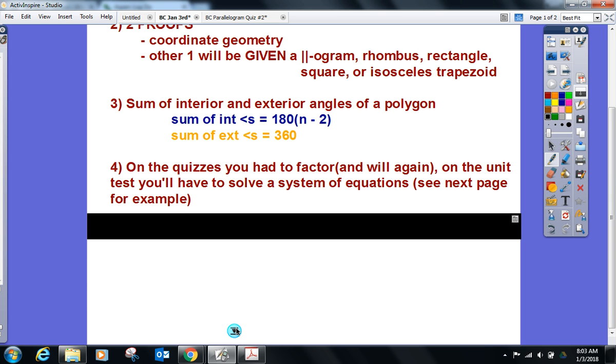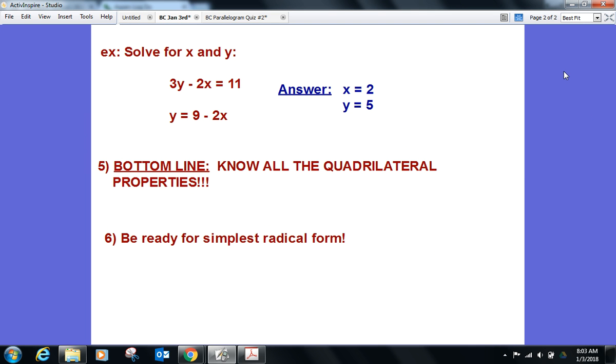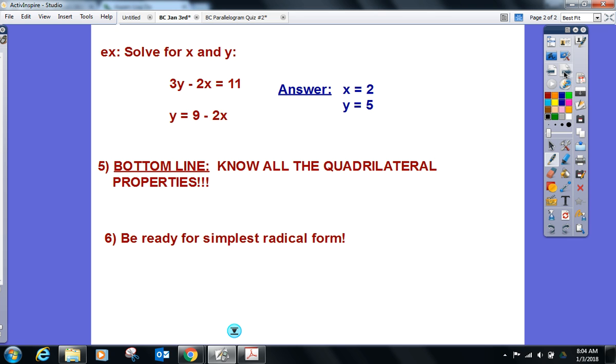Remember last year solving two equations at the same time? Here's what I mean. Say you set up two equations. One's 3y minus 2x equals 11, and the other's y equals 9 minus 2x. How do you solve those at the same time? I told you the answers already, but how do you solve those?